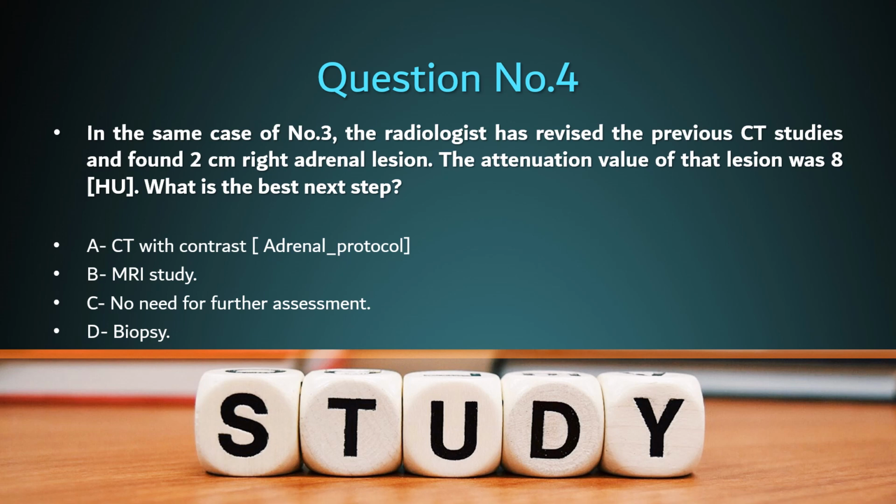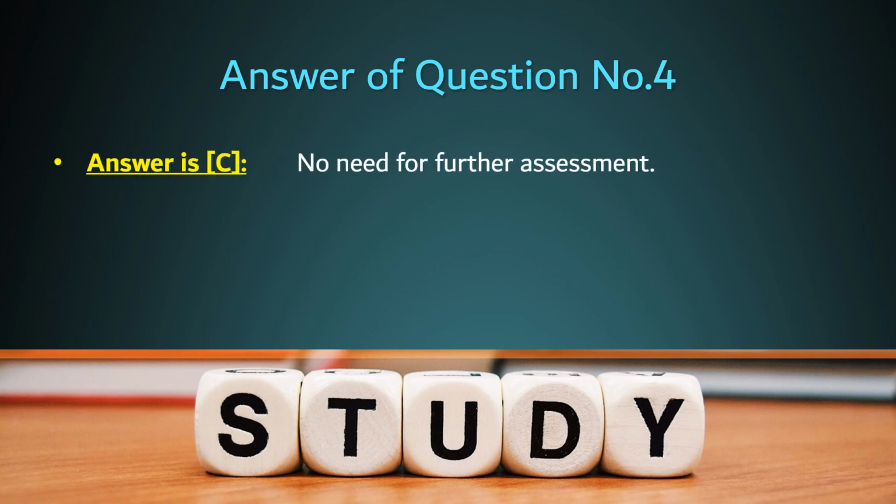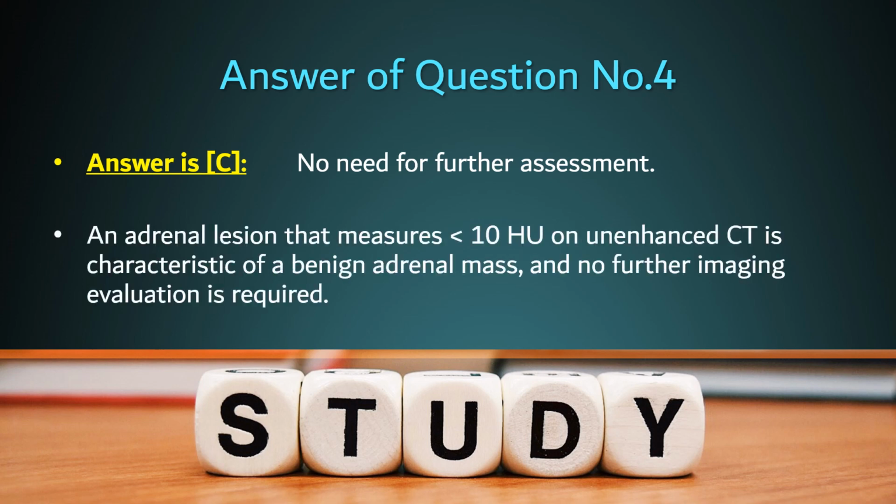CT with contrast adrenal protocol, MRI study, no need for further assessment, or biopsy? The answer of that question is choice C. No need for further assessment. Why? There is a golden rule: an adrenal lesion that measures less than 10 Hounsfield units on unenhanced CT is a characteristic of a benign adrenal mass, and no further imaging evaluation is required.